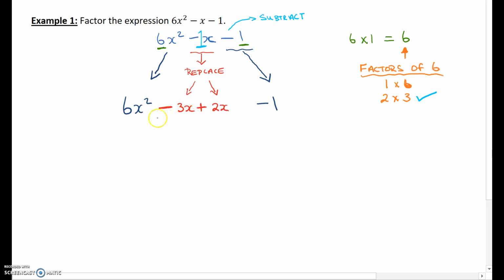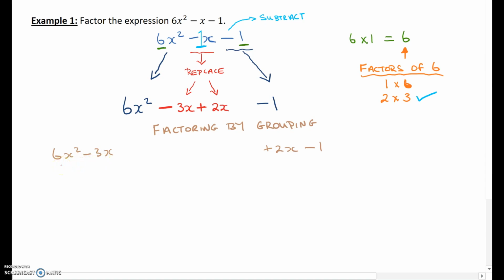Now we have 4 parts: 6x squared minus 3x plus 2x minus 1. Let's move to factoring by grouping. If we remember grouping, it's a little while since we've done it, but what we do is we split up 6x squared minus 3x, and then we look at 2x minus 1, and we see what's the GCF of each of these parts here.